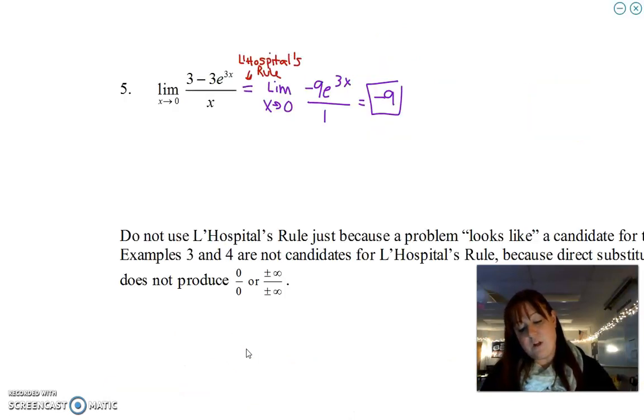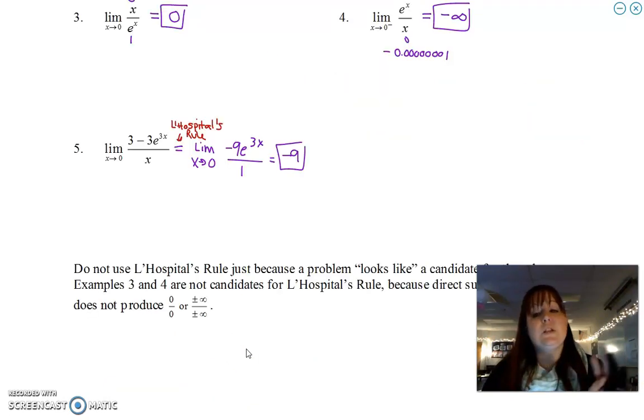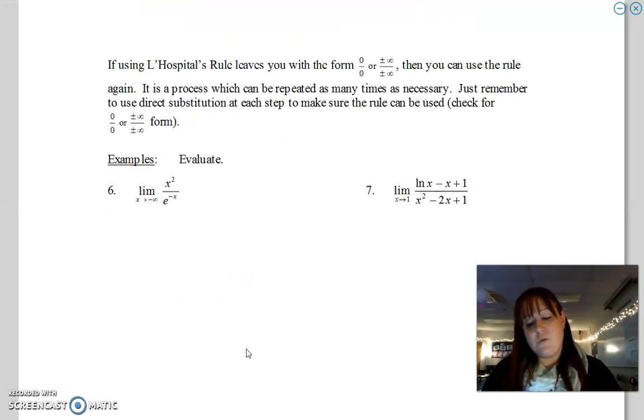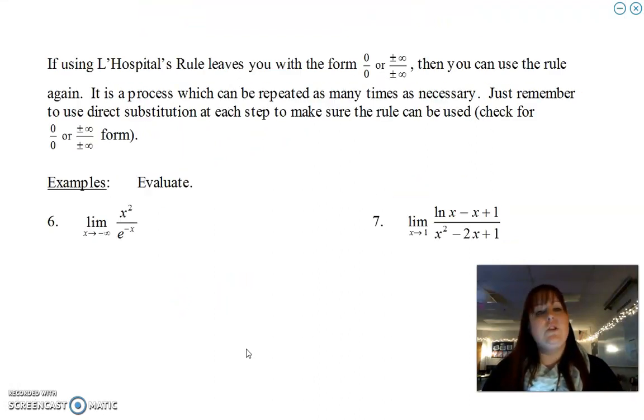Okay, so here's one more plug for do not use L'Hopital's rule just because it looks like you should use L'Hopital's rule, okay? You only use L'Hopital's rule when you get the indeterminate forms of 0 over 0 or infinity over infinity.